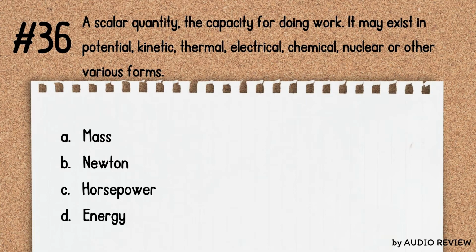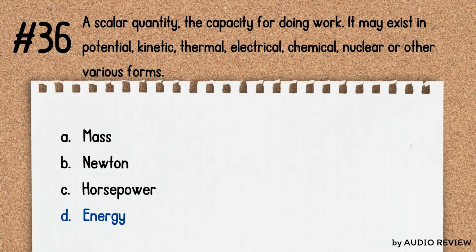Question number 36. A scalar quantity, the capacity for doing work. It may exist in potential, kinetic, thermal, electrical, chemical, nuclear, or other various forms. A. Mass. B. Newton. C. Horsepower. D. Energy. The answer? It's D. Energy. Energy. A scalar quantity, the capacity for doing work. It may exist in potential, kinetic, thermal, electrical, chemical, nuclear, or other various forms.